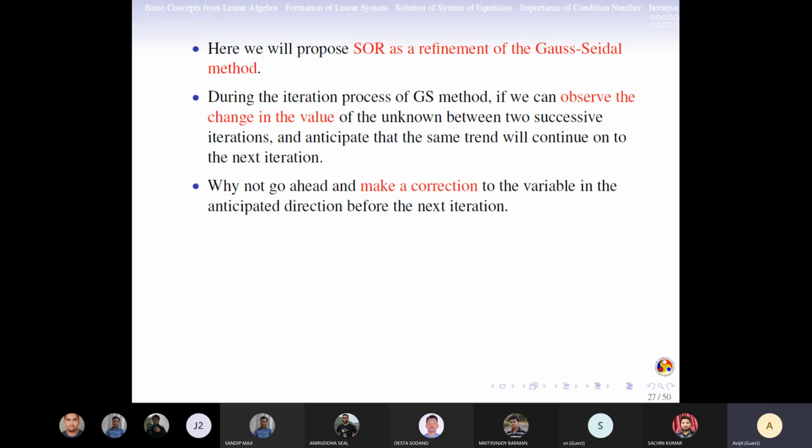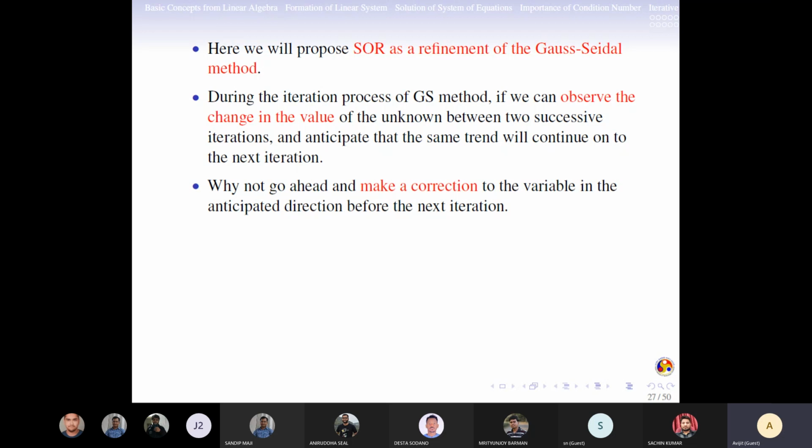That means when you guess that the next iteration will go in this way, before going to the next iteration, if you modify your current value, that will obviously help to accelerate, because you are modifying your current value which will be used in the next iteration. So before going to the next iteration, you are changing or modifying the value.